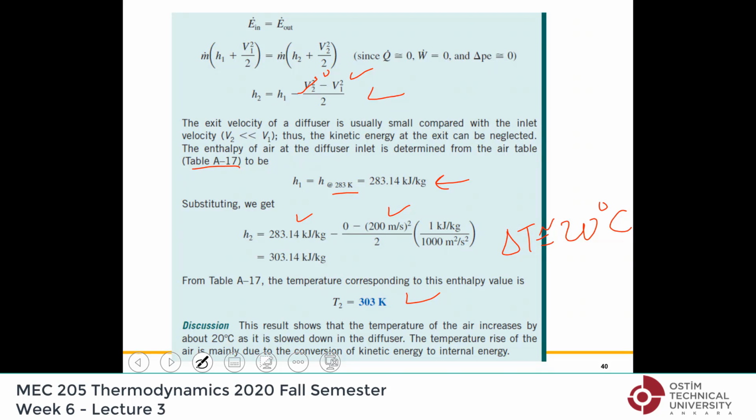Okay, now question. Initially we had kinetic energy at the beginning, and at the end we don't have any kinetic energy. What happened to the kinetic energy? Anybody? Yes. It is converted to enthalpy. Right? So enthalpy has increased from 283 to 303.14. So the energy is still there. So we get this, based on conservation of energy.